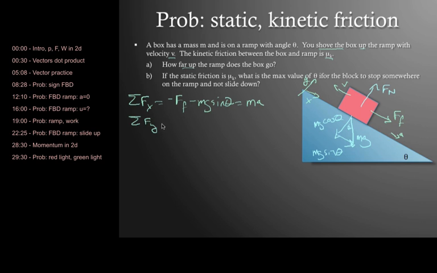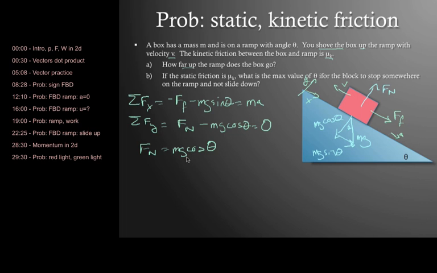In the y direction, we have a bit easier time. My normal force minus mg cosine theta is equal to 0, because the box is not accelerating in this y direction. So I know that my normal force is just equal to mg cosine theta.